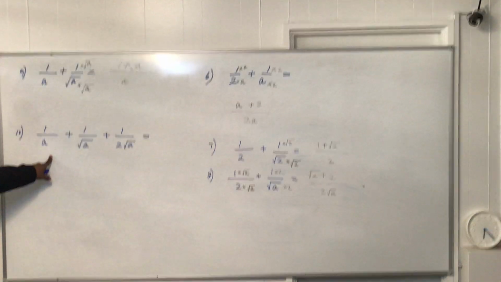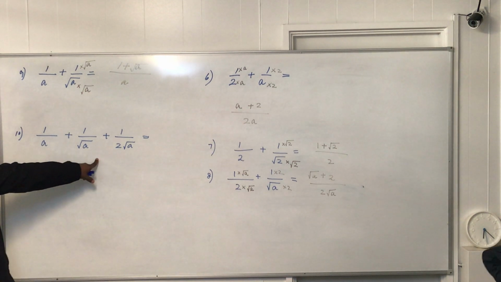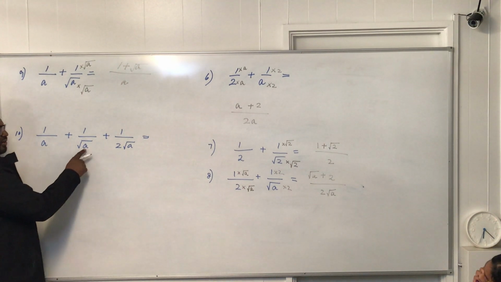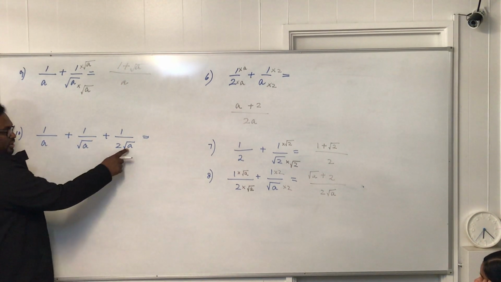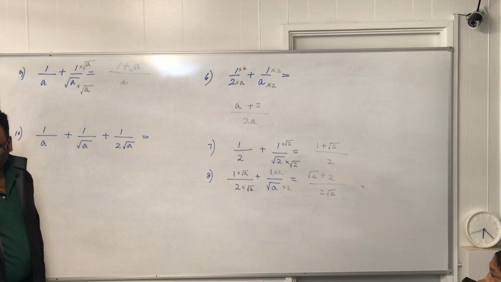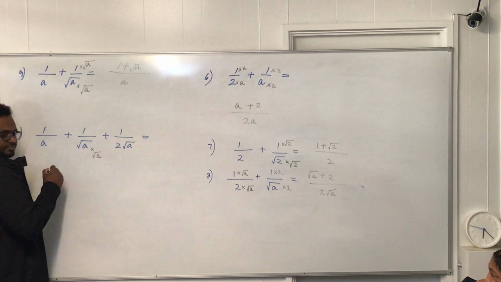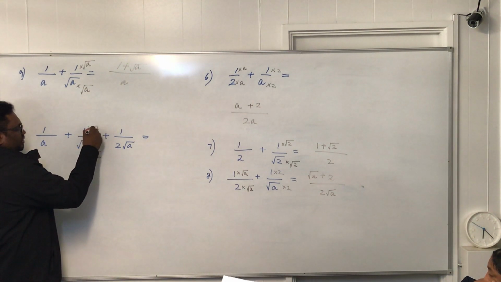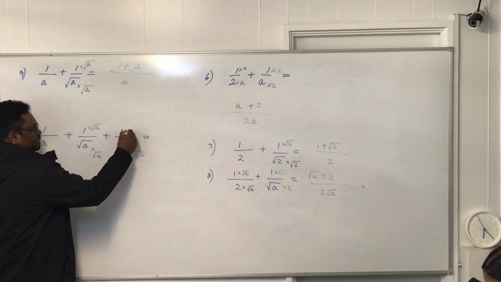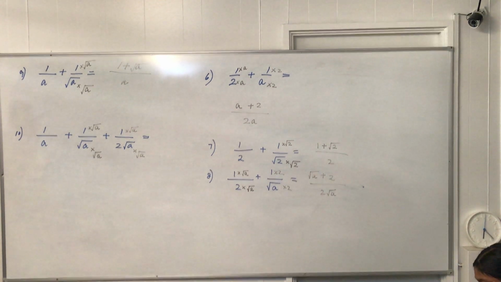Common denominator, right? So you have a here, you have square root of a here. Now you have to make square root of a into a, so you multiply this by square root of a. You multiply this by square root of a. All good? Any questions?